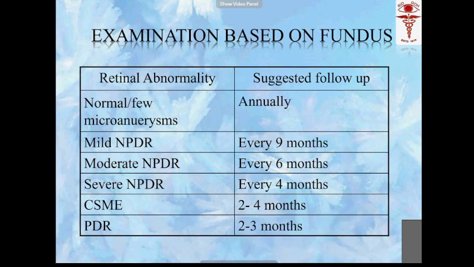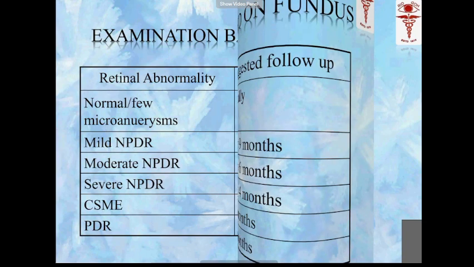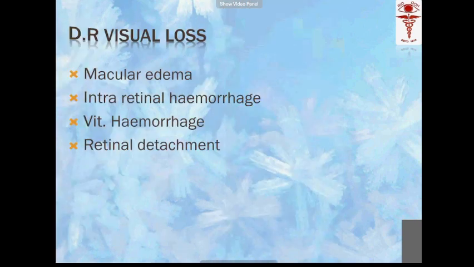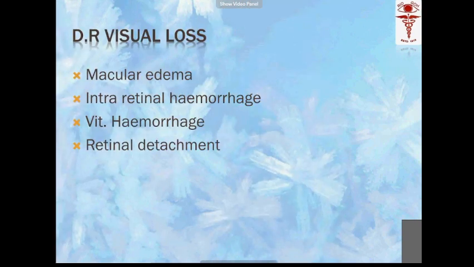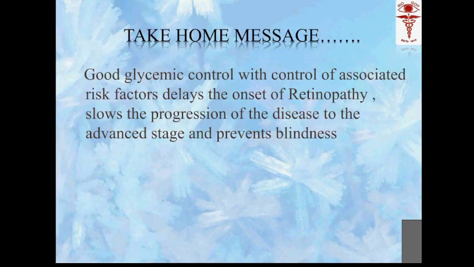So, what are the reasons for visual loss? As we have already seen, macular edema, hemorrhages, vitreous hemorrhage, retinal detachment. What is the take-home message you should know about diabetic retinopathy? First is to prevent. The patient should have good glycemic control, and all the associated risk factors should be controlled, like hypertension, hyperlipidemia, nephropathy. One more important thing is, whenever you see a patient with severe, very severe PDR, you should always keep in mind that the same vascular changes will occur in the kidneys. He will definitely have nephropathy.